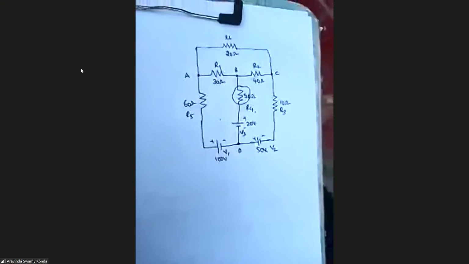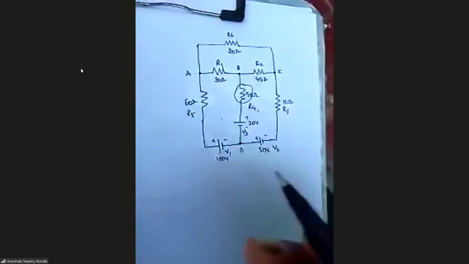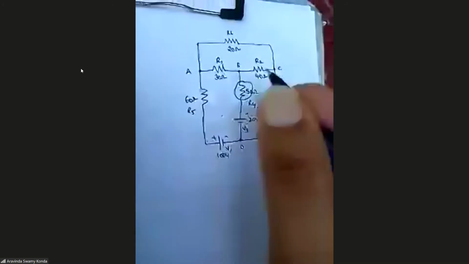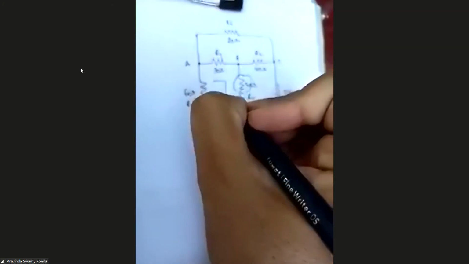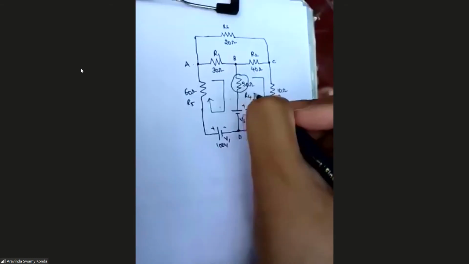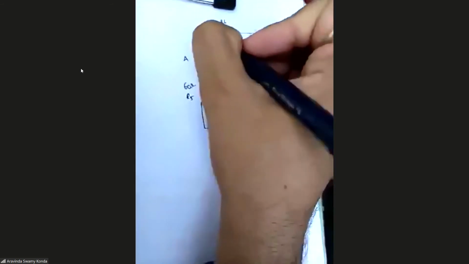Next, you want to identify how many meshes are here. Three, sir. So what are they? This is the first mesh, this is the second mesh, and this is the third mesh. So the currents are I1, I2 and I3. So write the mesh equations. First mesh equation.